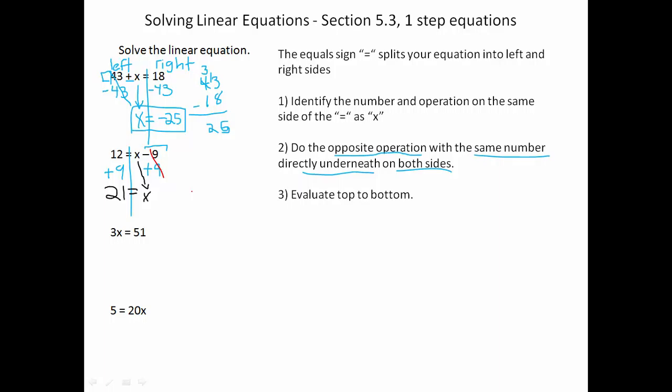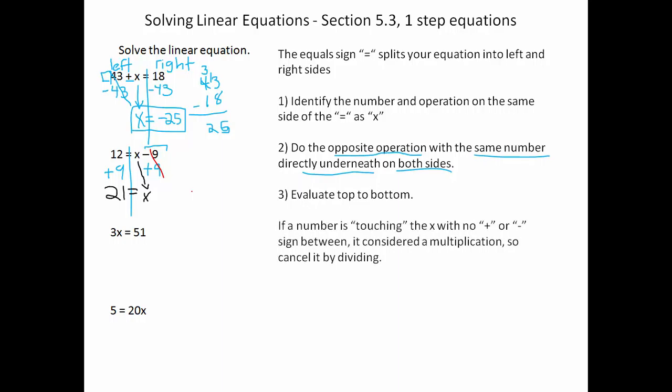Let's take a look at the next one, 3x equals 51. Well, this involves a new idea. Whenever you see a number just touching the x, there's no sign between that 3 and the x. It's just touching that x. That's understood to be multiplication. That means 3 times x. So I'm going to have to cancel out a multiplication here, and I always do that with division.